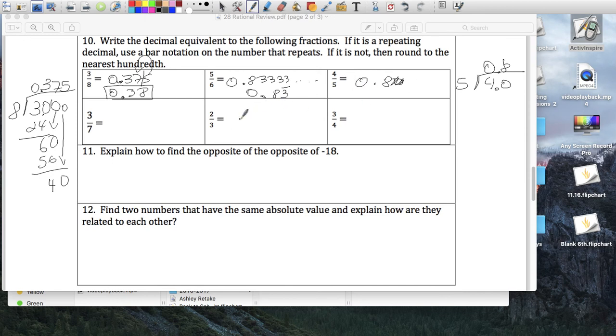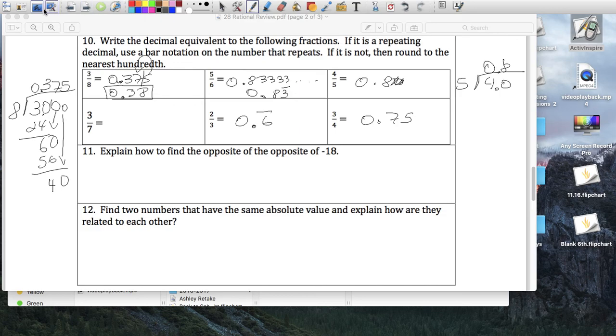2/3, it's going to be 0.666, and it goes on forever and ever, so we're going to put a bar over the 6, because the 6 repeats. 3/4, you should know this, 0.75.